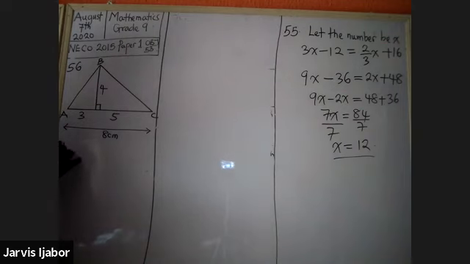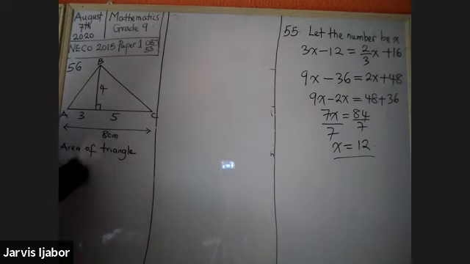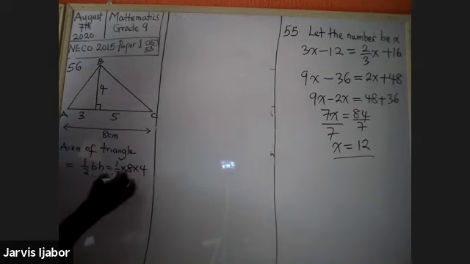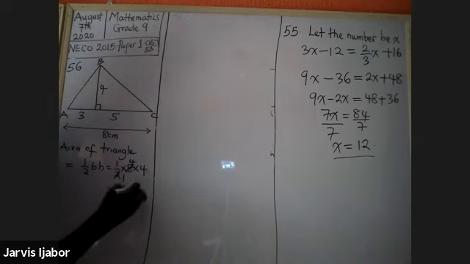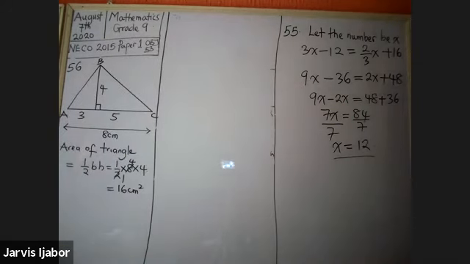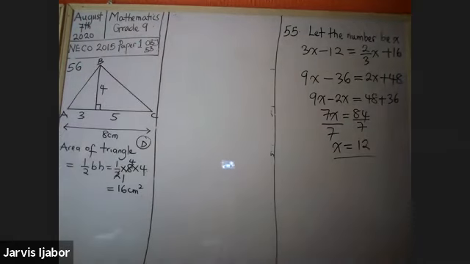So the area of the triangle will be equal to half the base times the height, which is half times 8 times 4. 2 goes into 8 four times, and that will give me 16 cm squared. So the area of the triangle is 16 cm squared, and that option is D.